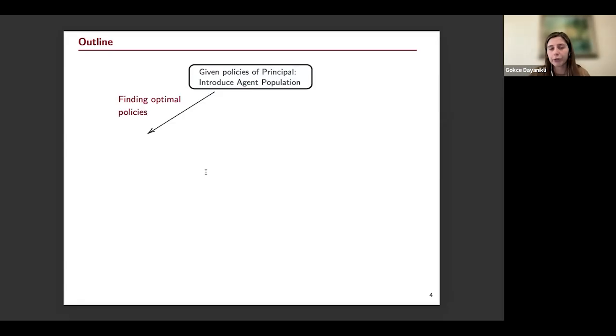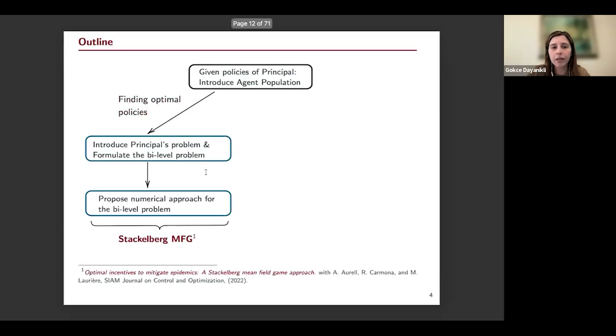In the first part, we are going to go in the direction of finding the optimal policies for this large number of agents in the society. In order to do this, we are going to introduce the principal's model. And we are going to see that when we have the principal and the mean field population, it is going to be a bi-level problem. To solve this bi-level problem, we are going to propose a numerical approach. In this part, I'm going to give the specific numerical approach we proposed in the related paper, but later on in follow-up work that doesn't exactly focus on epidemiology, we extended this approach to cover more general mathematical model forms. And I'm going to give a small side note about that.